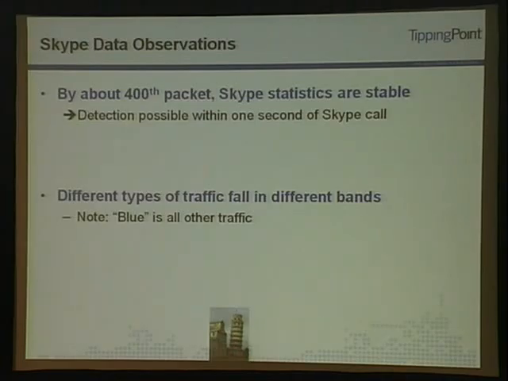And so what's interesting is by about the 400th packet, the statistics really stabilize. It really becomes obvious that we're looking at different protocols. And 400 packets in Skype, depending on configuration, is about a second of talking, maybe even less. So that's really useful. We can tell within a second or two, that's Skype traffic. If you want to rate limit that, that's what you can do. Unless you're doing something very, very quick and just saying, hey, and then hanging up, it doesn't do any good.